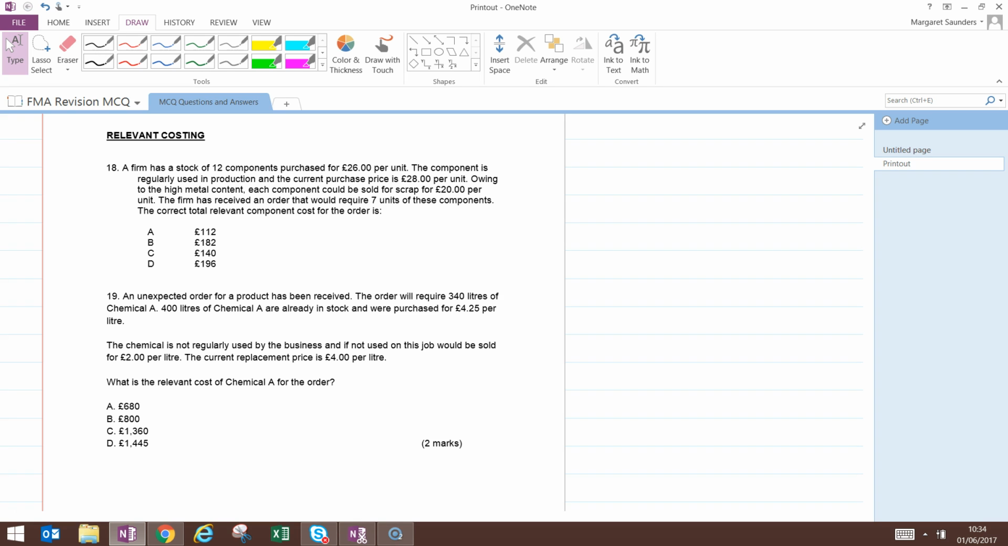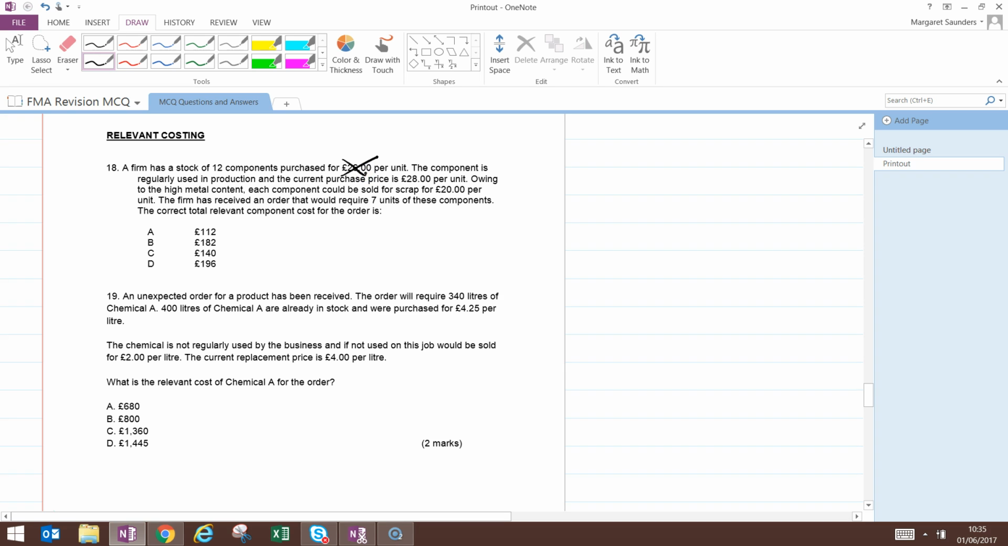With every relevant costing question, the first thing you should do is eliminate any cost that is not relevant. And that is any cost that happened in the past. So in this question, they have in stock 12 components and they purchased them for £26. So that has happened in the past. So that £26 is not a relevant cost.